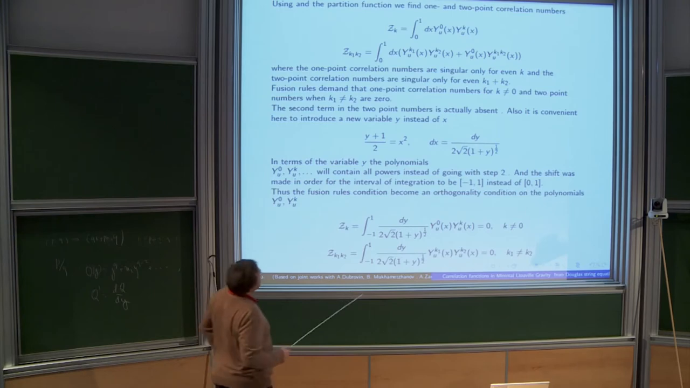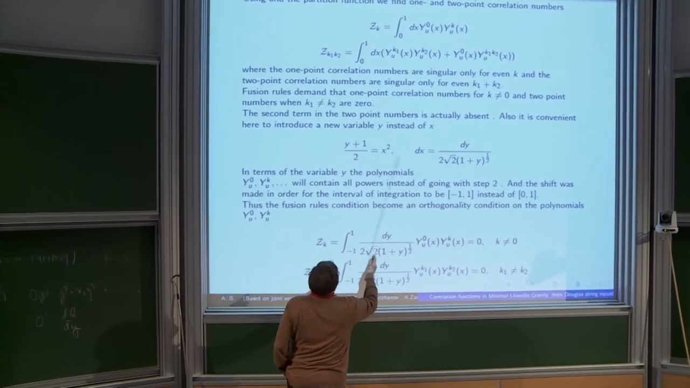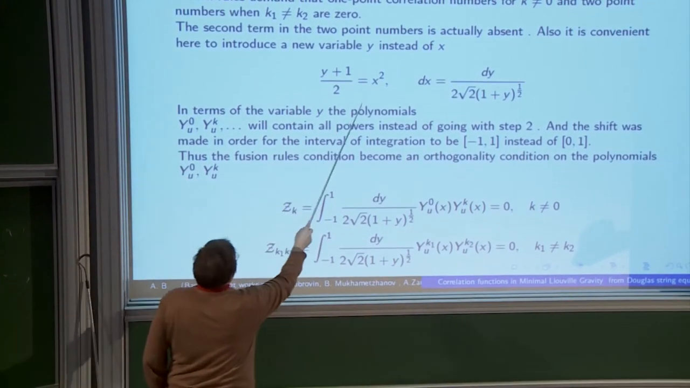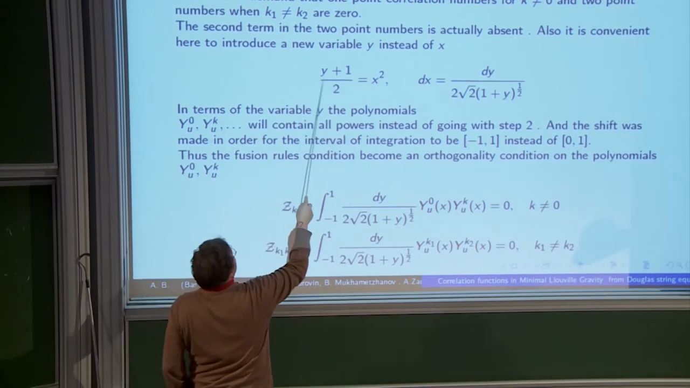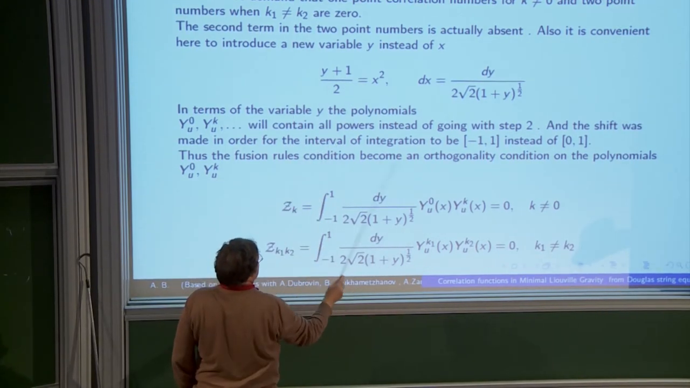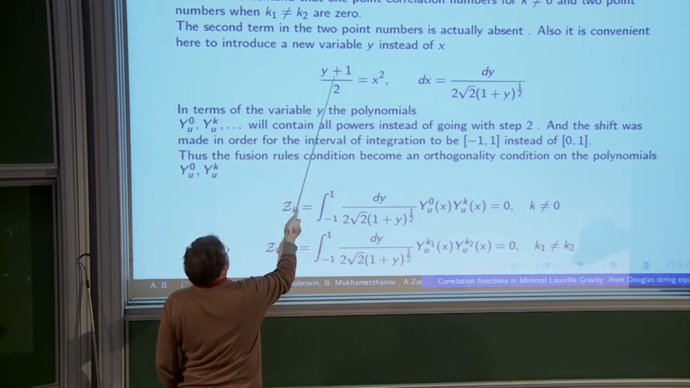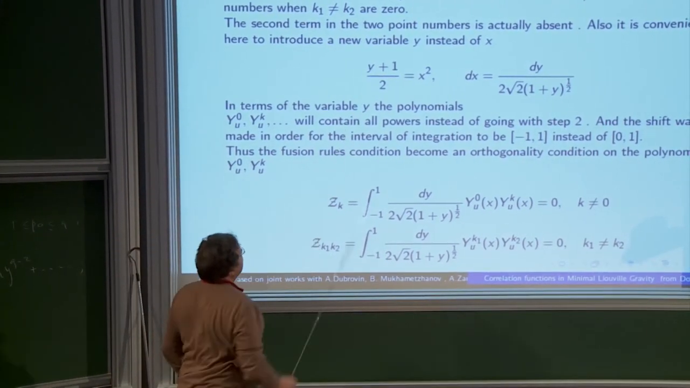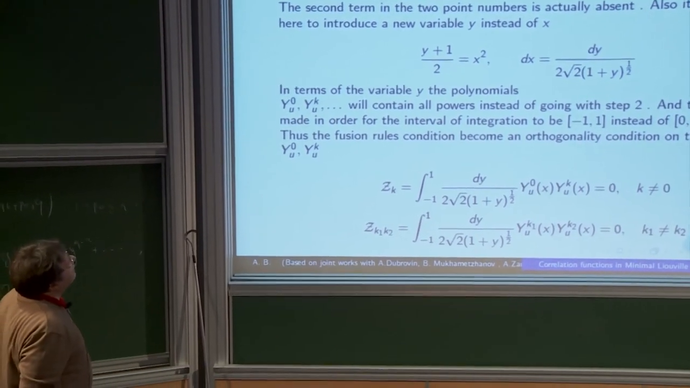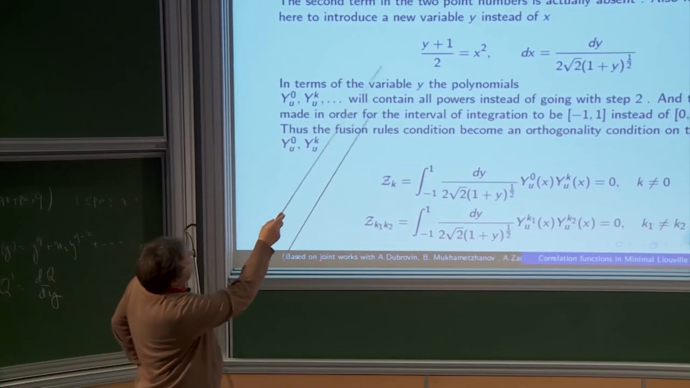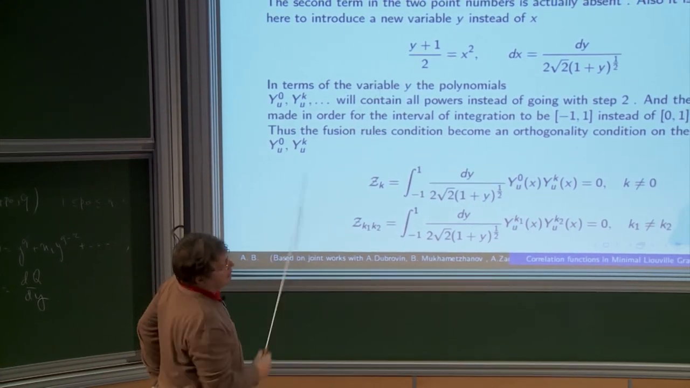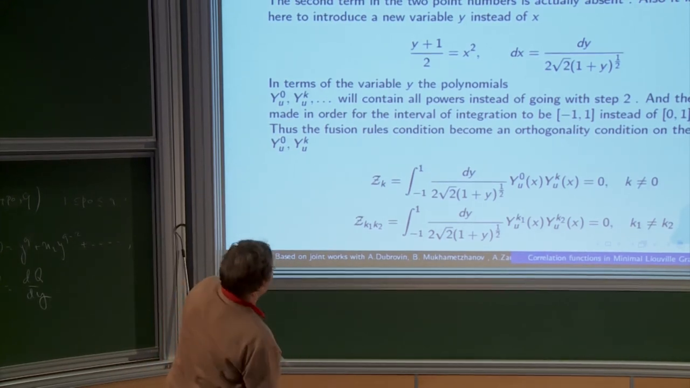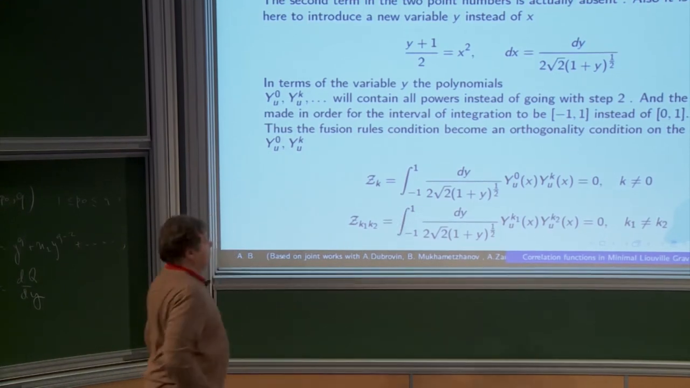Therefore, it's convenient to use such a change of variables, integration variables x. We get another set of variables, which now are functions of the new variable y, and we get for the 1-point and 2-point correlation numbers, which we got above from our definition of the partition function, the following two explicit formulas.